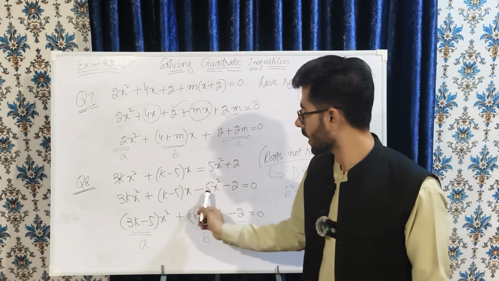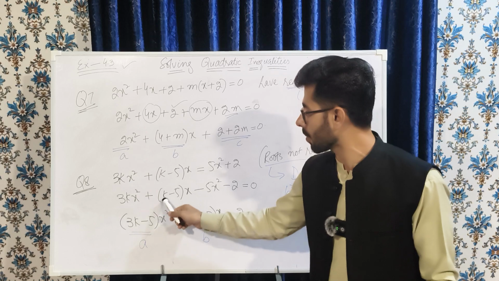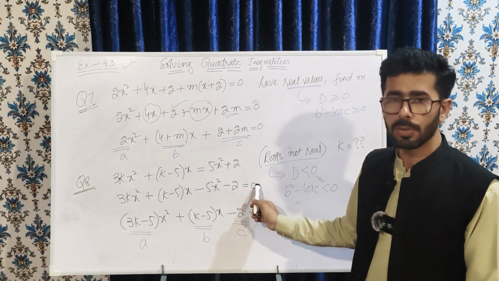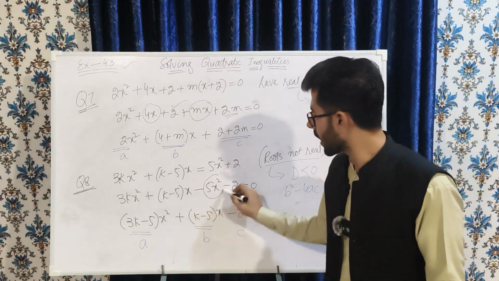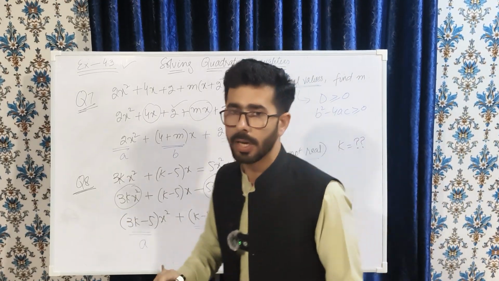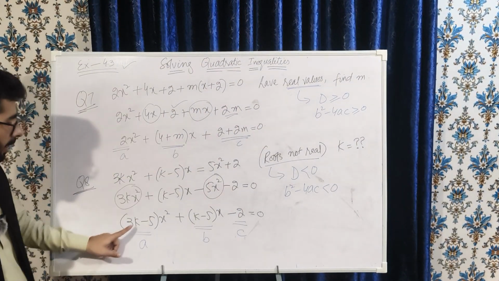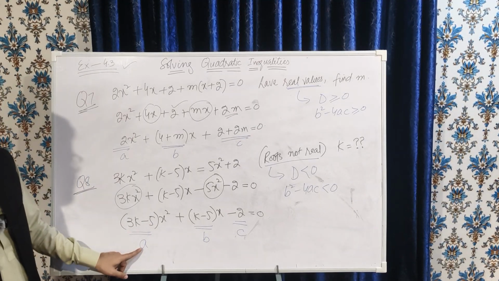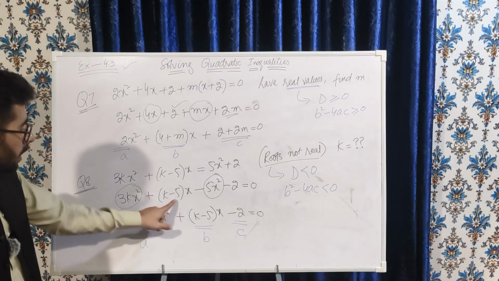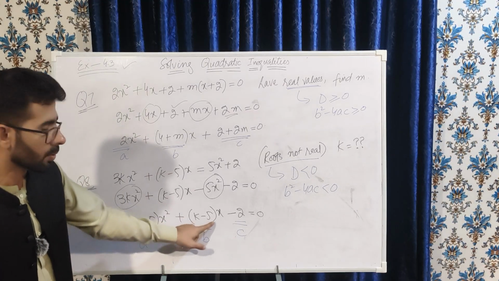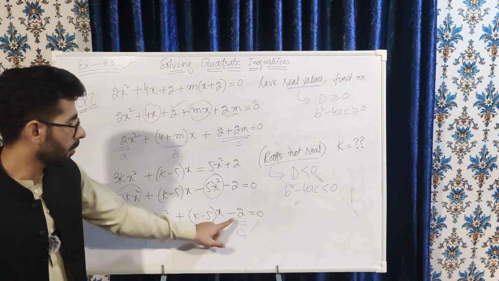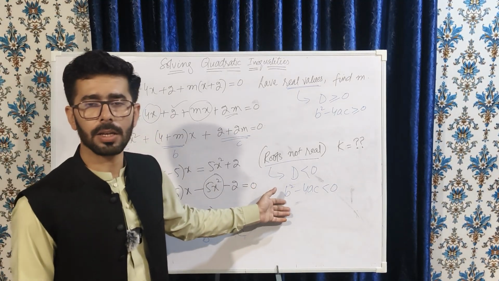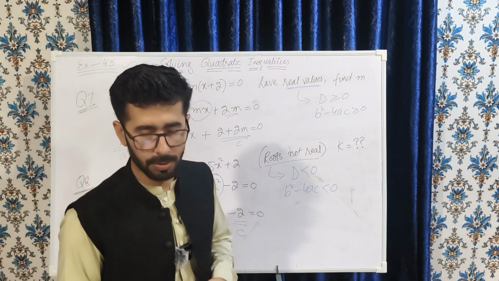So we take this on the left side. We have 3k x square plus (k minus 5) times x minus 5x square minus 2 equal to 0. This term has x square, this also has x square, so if we merge them, we have (3k minus 5) times x squared. So 3k minus 5 becomes our a coefficient. k minus 5 is multiplied with x, so k minus 5 becomes b, and negative 2 becomes c. We have a, b, c values. We'll plug them in our inequality, and the rest of the procedure is the same.